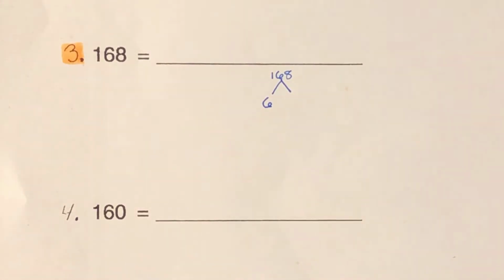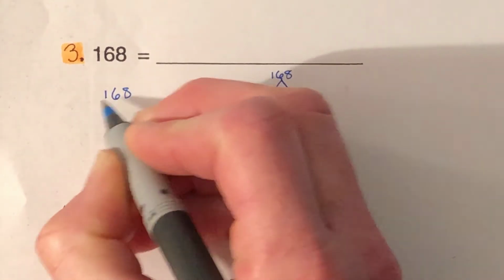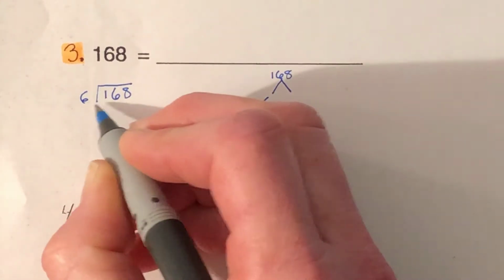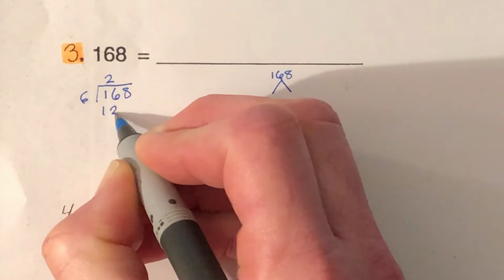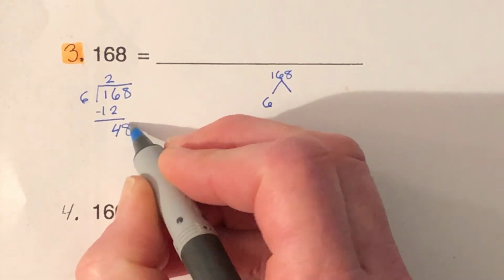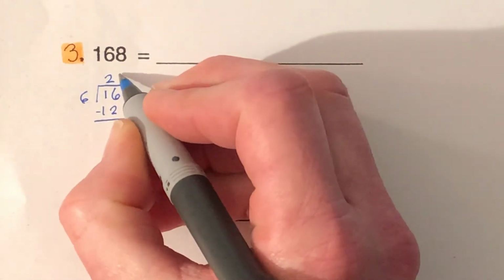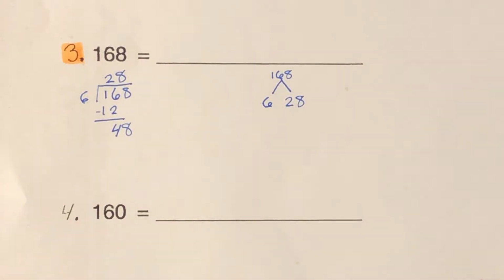All right, I'm not exactly sure how many times 6 goes into 168. I'm going to come over here, I'm going to divide it out. 6 goes into 16 2 times. Bring down the 8. 6 goes into 48 8 times, so 28. 6 times 28 is 168. Is either of those numbers prime? No. They are not. Neither number is prime. So we'll keep dividing out.